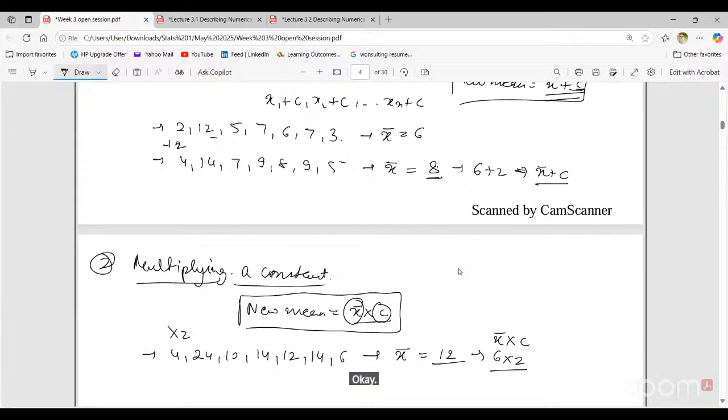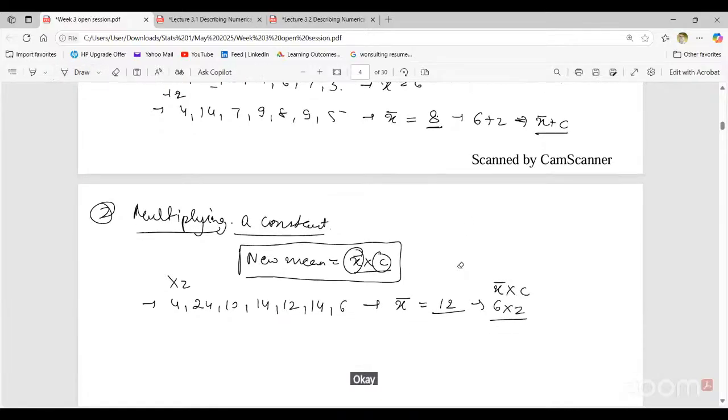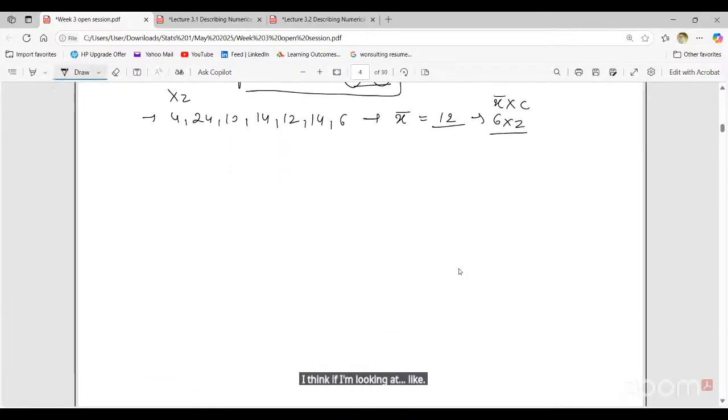Ma'am, what is the advantage of it? These are the theorems and rules, just properties of the mean. Like, if I add some percentage, then it will help us to calculate the new mean.